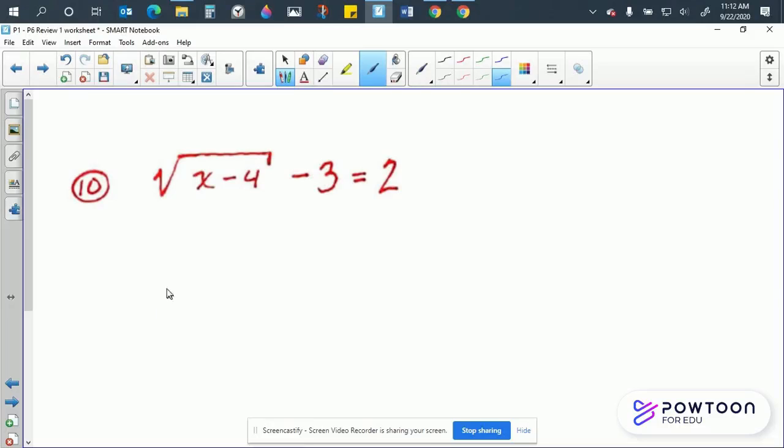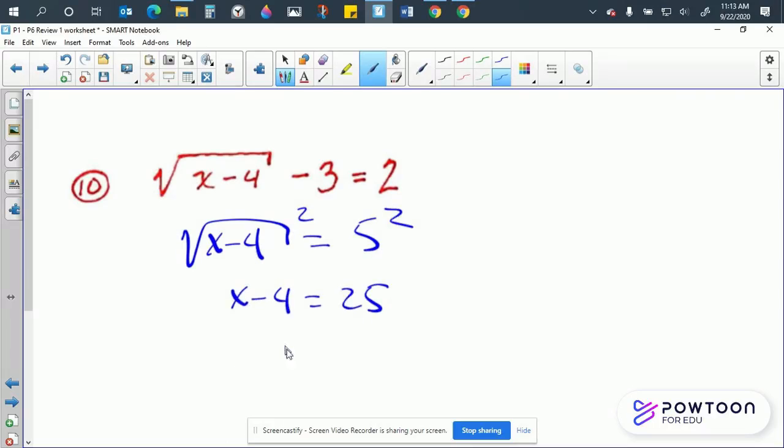Okay, to solve this equation, we have a square root. The inverse operation of a square root is to square both sides. But if I square this side now, I'm going to have to FOIL this inside part here, and I don't want to have to do that. So before I square both sides, I'm going to move the 3 over to set it equal to 5. Now we'll square both sides. x minus 4 equals 25. So x equals 29.